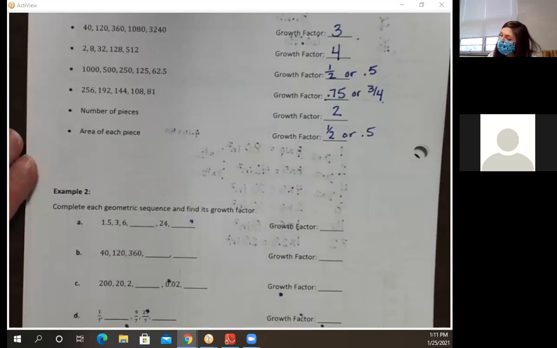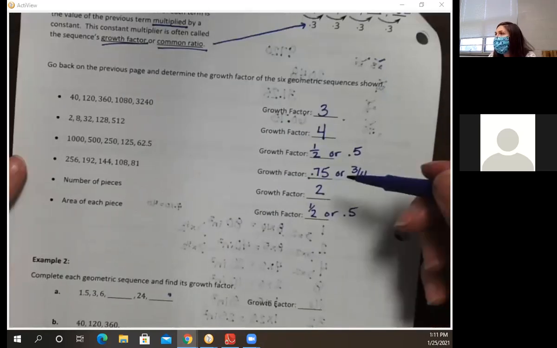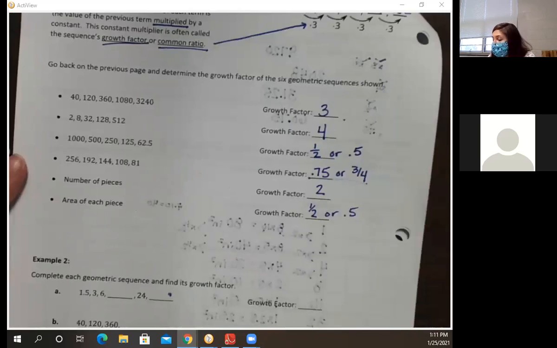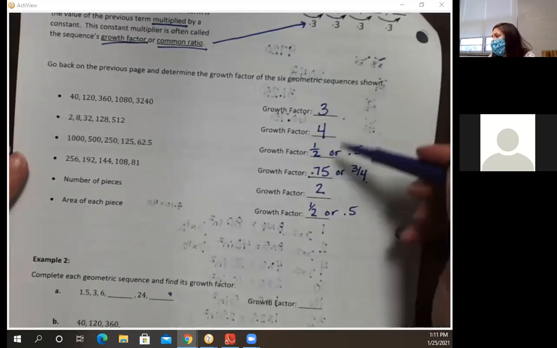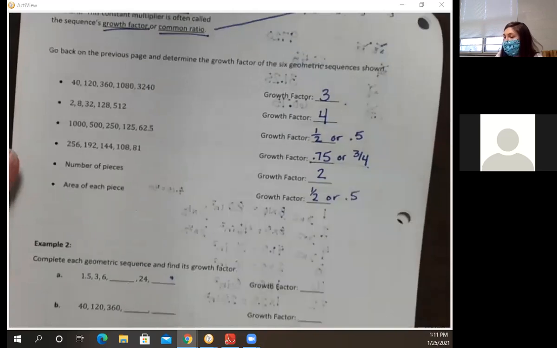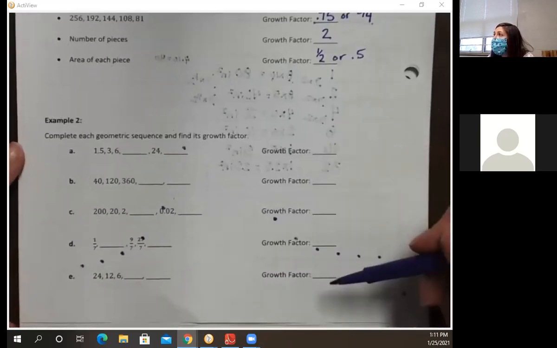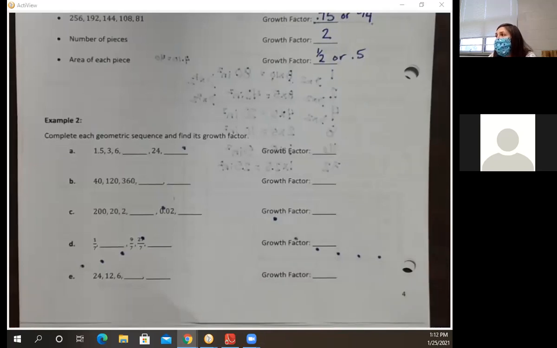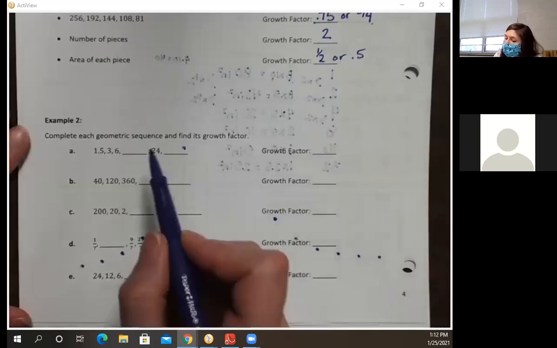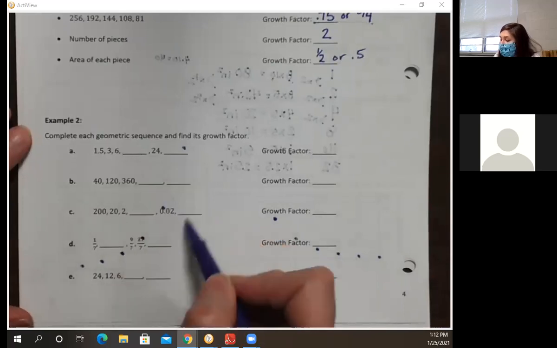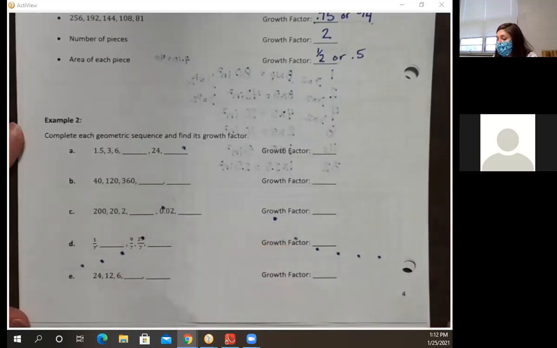So I need to figure out that growth factor anyway, to figure out how to find that next term in the sequence. As soon as I know what I'm multiplying by, I've identified my growth factor. Let's take a look at another example here. We're going to identify the growth factor, which again, we have to do anyway to figure out the next term in the sequence. And then we'll use that growth factor to find some missing terms in our sequence.